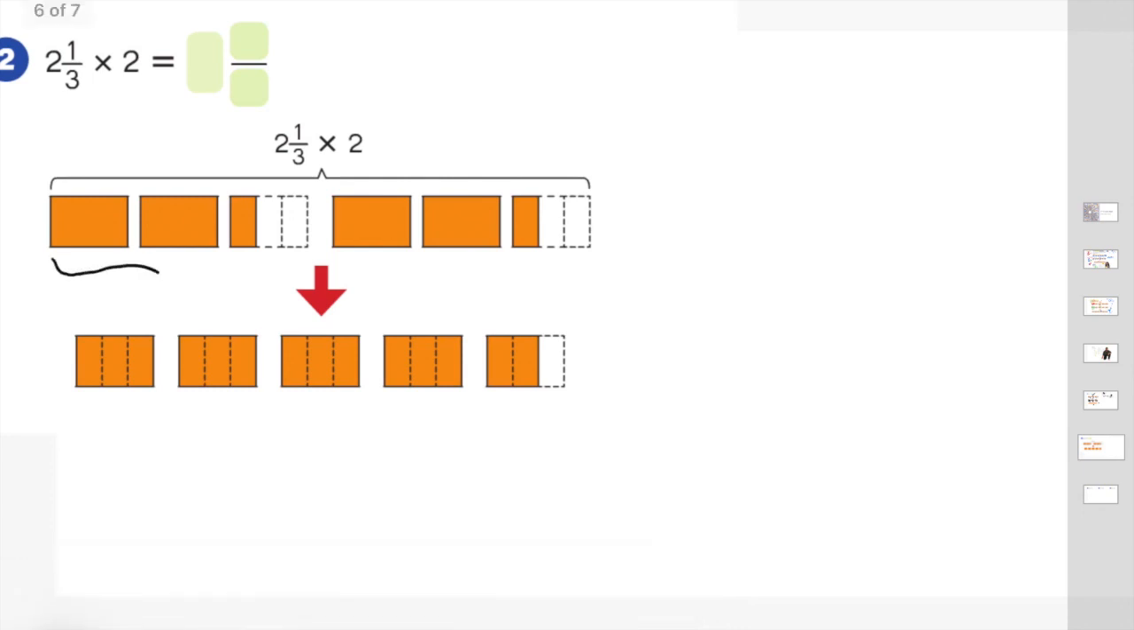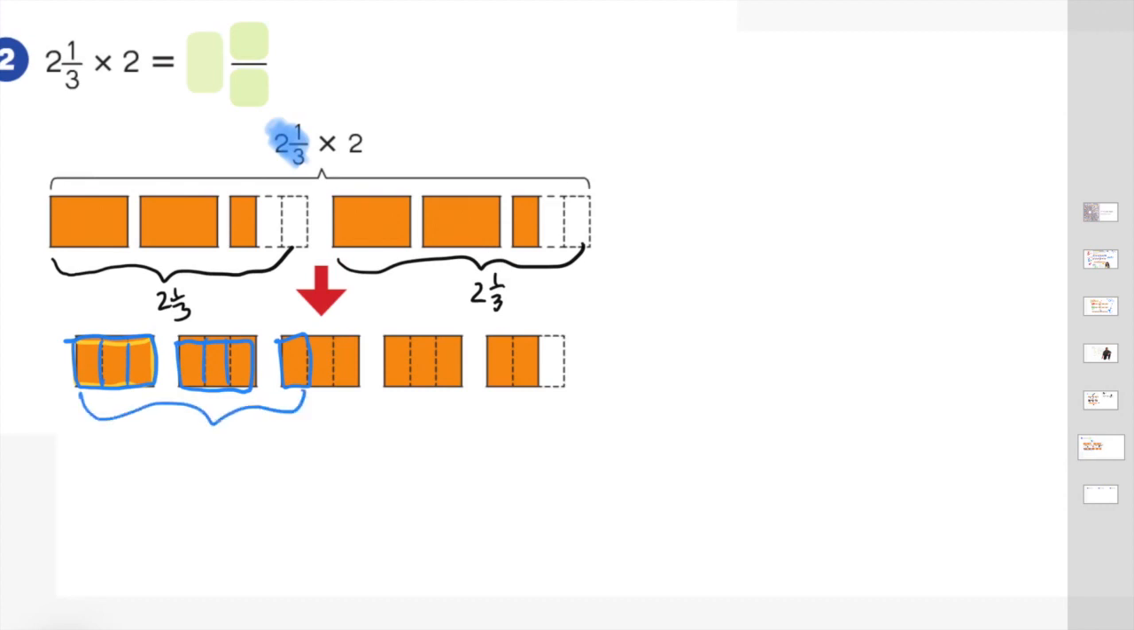So you may have noticed that we had 2 groups of 2 1/3. There are my 2 groups of 2 1/3. And so in order to turn that mixed number into an improper fraction, we took each whole and we divided it into, it's kind of hard to see, let's change it to blue. We divided it into thirds. So there's 3/3. Here's another 3/3. And then we would have had one more third, right? And that would have been one group of 2 1/3.